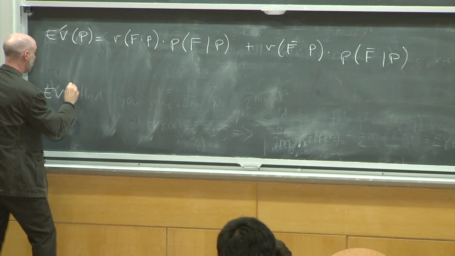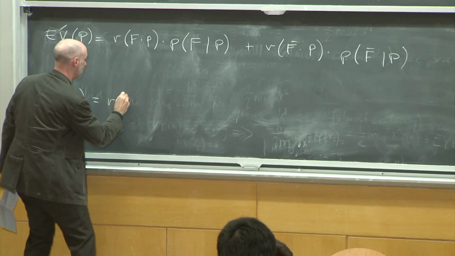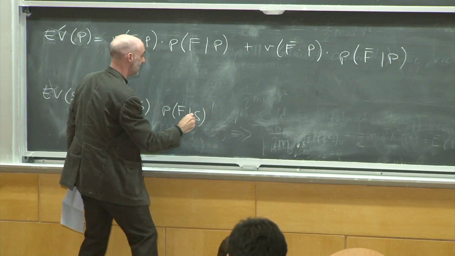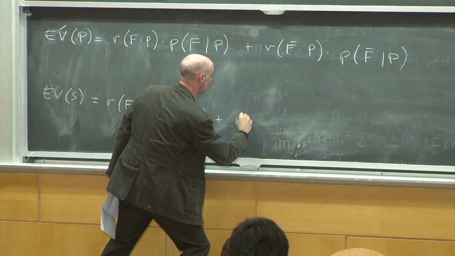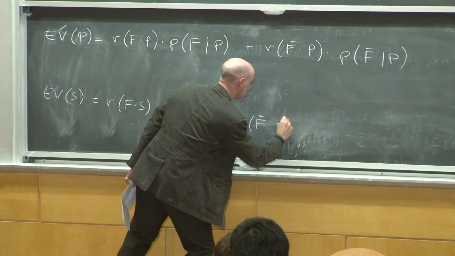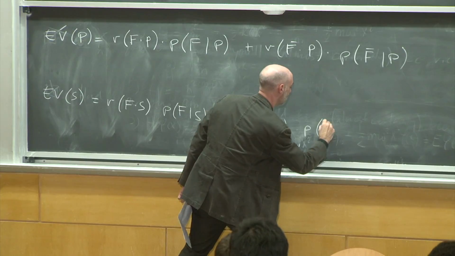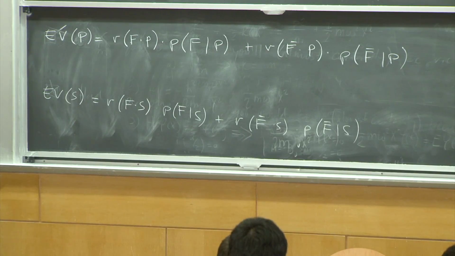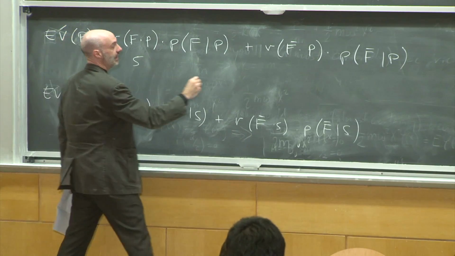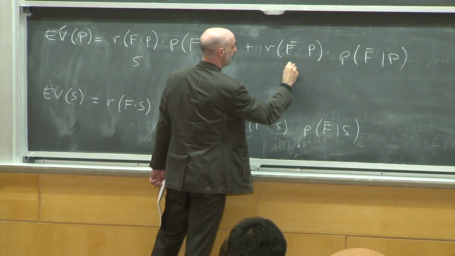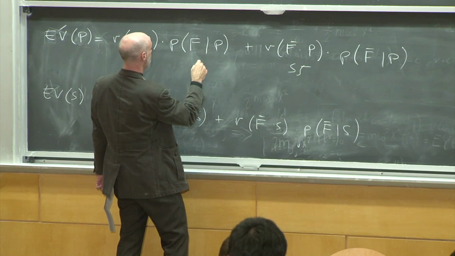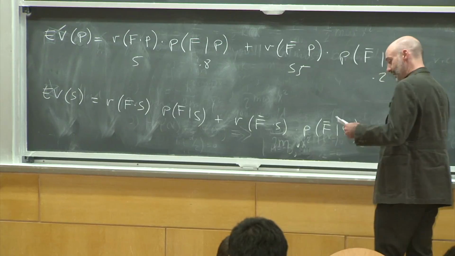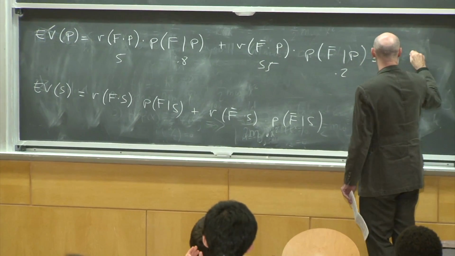And the expected value of studying is the value of failing and studying times the probability that you'll fail given that you study, plus the value of not failing and studying times the probability that you'll not fail given that you study. And then we can just put in the numbers. So if you fail in party, you get 5. If you don't fail in party, you get 55. That is 0.8. And that is 0.2. So I did the math, and you get 15.